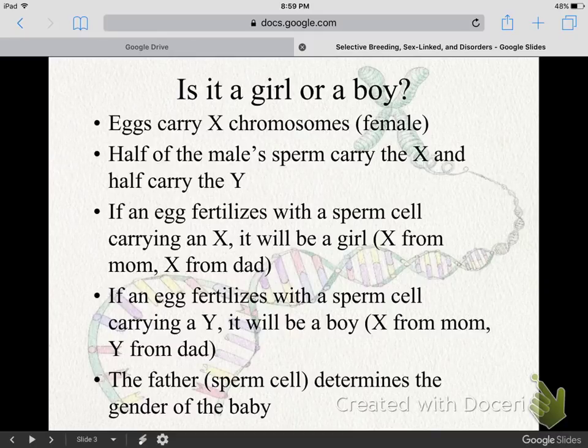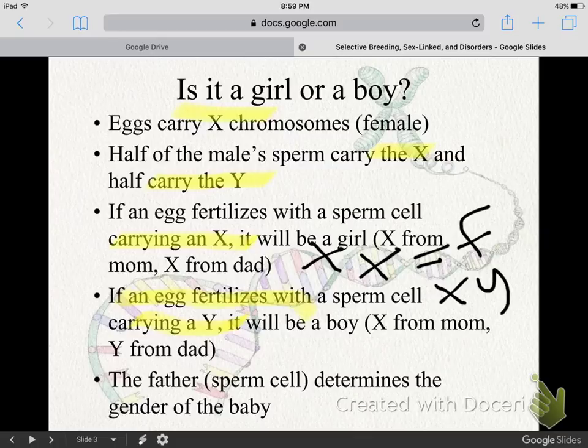So to figure out if it's a boy or a girl, we talked about how females have eggs and they only carry the X chromosome, right? So that's all females can offer. Some of the males' sperm carry the X as well, but some of their sperm carry Y too. So it's technically the male who determines the gender of the baby. If you have an egg that fertilizes with a sperm that's carrying an X, then you are going to have a girl because it gets X from mom, X from dad to give you a female, right? But if you have an egg from mom carrying the X, of course, and then the sperm from dad carrying the Y, then mom offers the X, dad offers the Y, and that gives you a male, okay? So once again, the dad is the one that determines the gender of the baby.